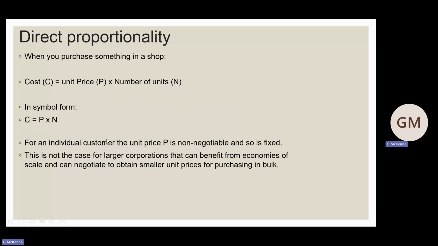Now for an individual customer, and we're going to use this situation for our analysis now, the unit price P will be fixed as it's non-negotiable with the shop or the person who's working on behalf of the shop. Now this differs for large corporations which are able to benefit from economies of scale because of course they can maybe go about negotiating smaller unit prices when they buy items in bulk. So again, pause the screen and copy down these notes.